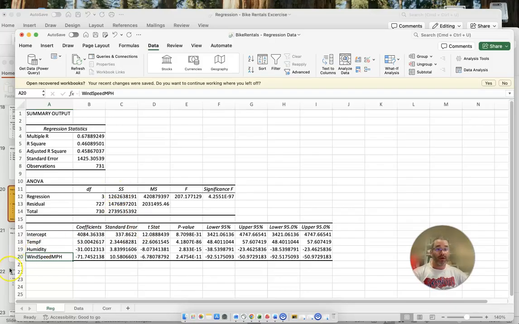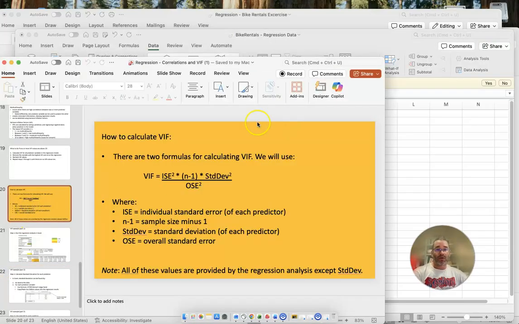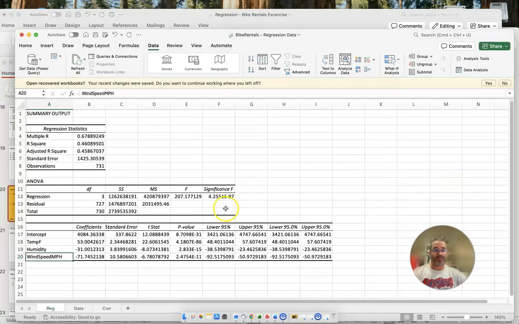All right, if we go back to our notes, talking about VIF, we need all kinds of data in order to solve this equation. Fortunately, most of these are given to us by the regression analysis, except for standard deviation. Okay, so let's go label where these are, the easy ones. So the individual standard error of each predictor. Okay, standard error right here. Let's go ahead and highlight those.